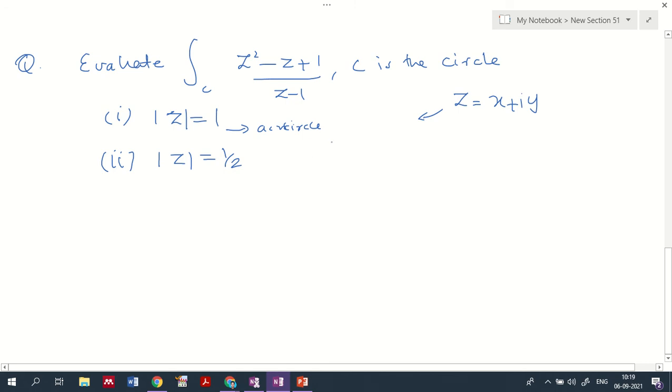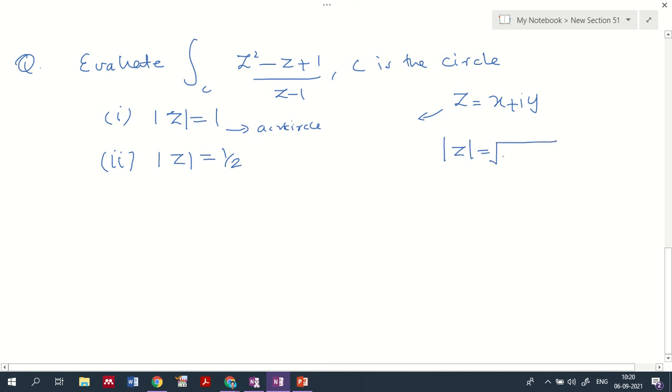Let me examine. As given, z is equal to x plus iy; whenever you have a complex number we represent it in this fashion. Now let me say what is mod z. We said it in the first class itself, mod z is equal to what?